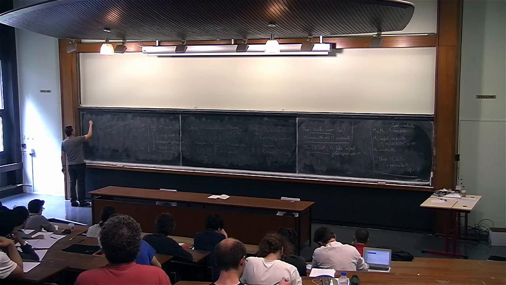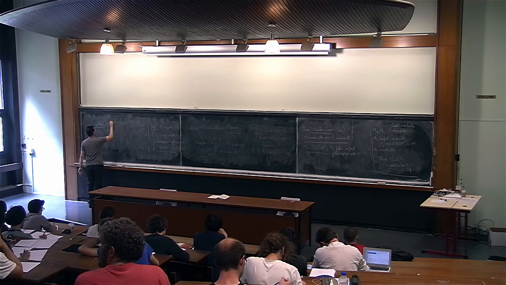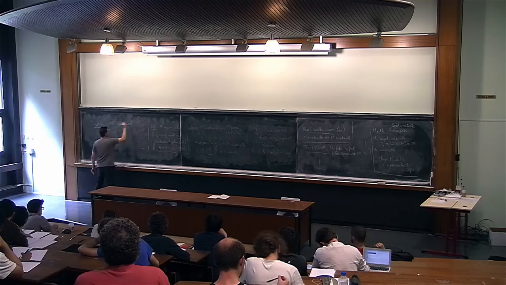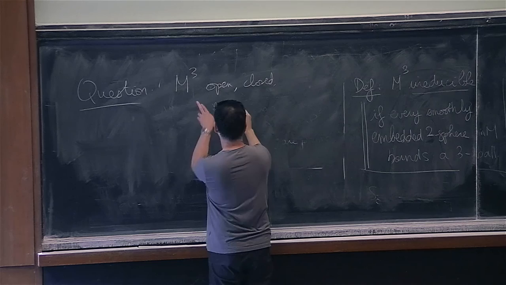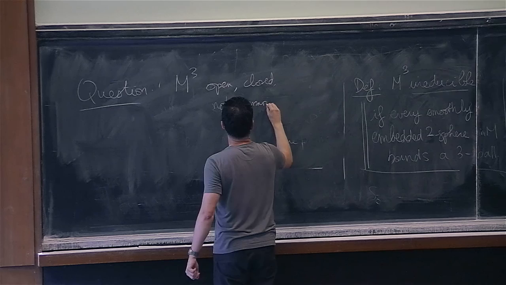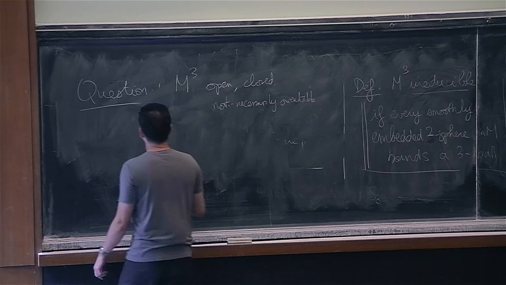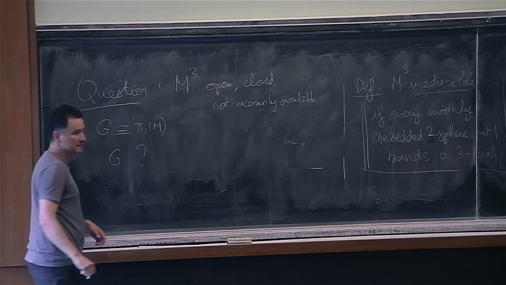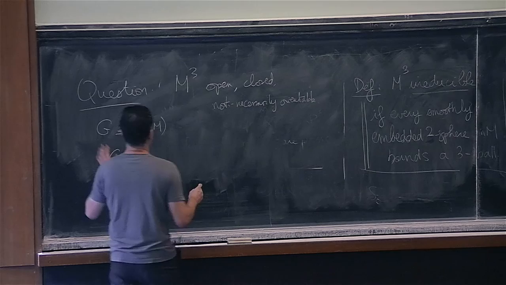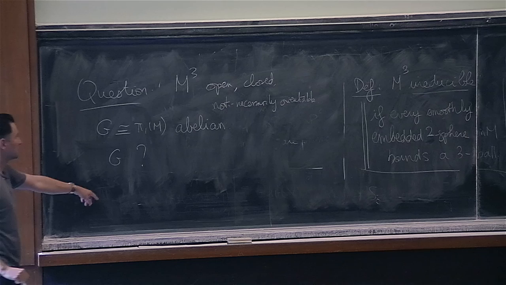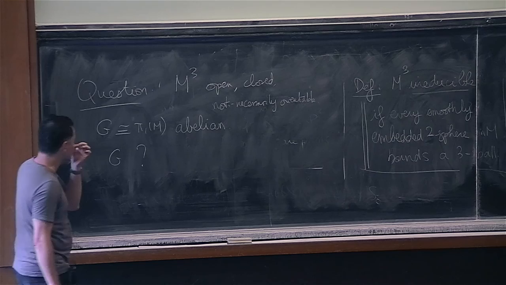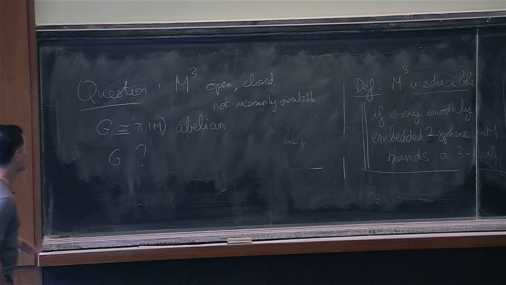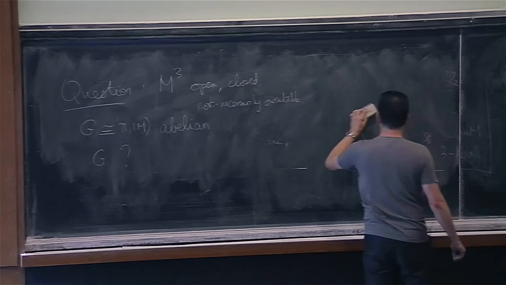So the question is the following. Let M be a three-manifold. It could be open or closed, or it could even have boundary if you want, and not necessarily orientable. And you take a group G, and you assume that it is isomorphic to pi 1 of M for some manifold M. And the question is, what can you say about G? Of course, there is another question, what can you say about M? But this is a more difficult question. You could answer this in the closed case or in the compact case, but in the open case, this is not known. So let's ignore this more difficult question.